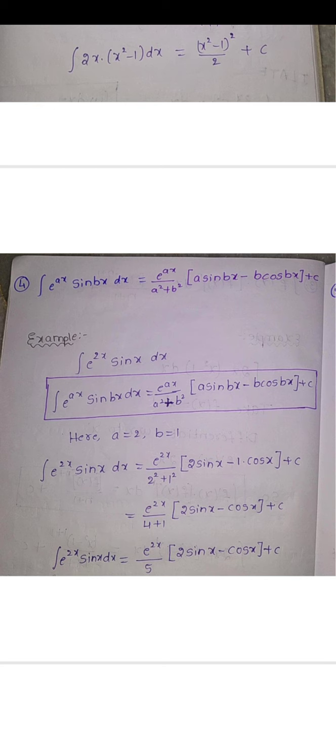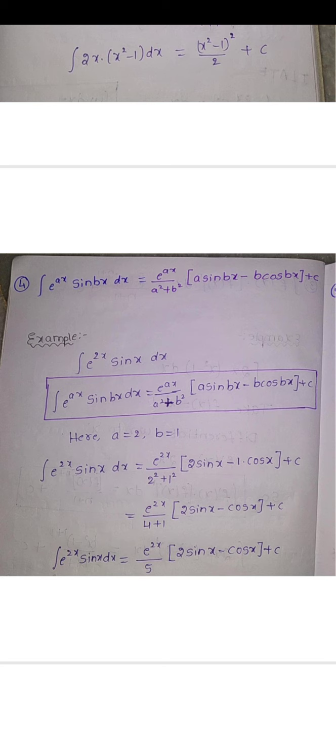Here e power 2x, so a is 2. Sin bx, here sin x, so b is equal to 1. So substitute this in the formula. E power ax means e power 2x, by a square plus b square means 2 square plus 1 square, into a sin bx minus b cos bx, where a is 2 and b is 1. So I have directly written sin x minus b is 1, so 1 into cos x plus c. So when we calculate, e power 2x by 4 plus 1 into 2 sin x minus cos x plus c. So what is the answer? E power 2x by 5 into 2 sin x minus cos x plus c.